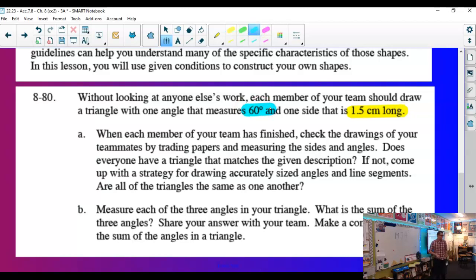And guys, put this somewhere, not the dead middle of your paper, because we're going to do a few different problems. So maybe top left, maybe top right, but put it somewhere convenient.